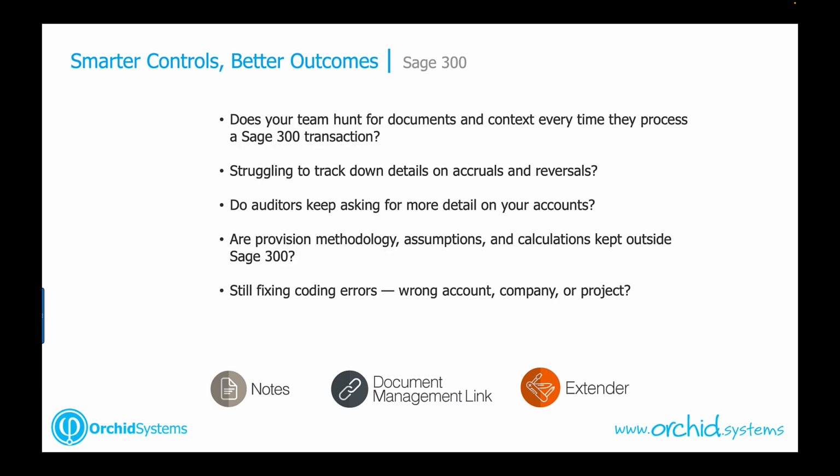Does your team hunt for documents in context every time they process a Sage 300 transaction? Are you struggling to track down details on accruals and reversals? Do auditors keep asking for more details on your accounts and transactions? Are provision, methodology, assumptions, and calculations kept outside Sage 300? Still fixing coding errors, the wrong account, company, or project?